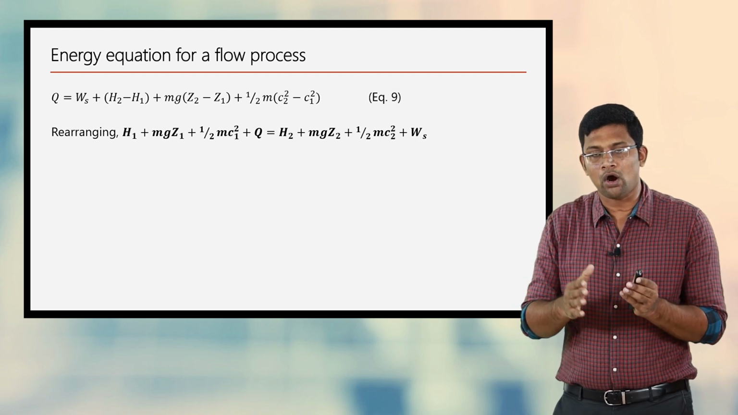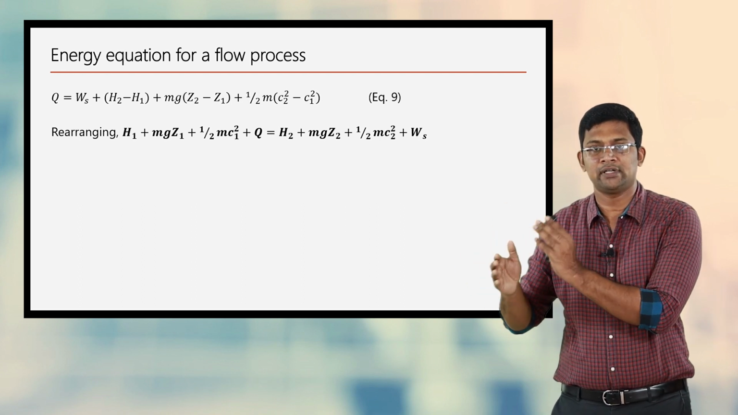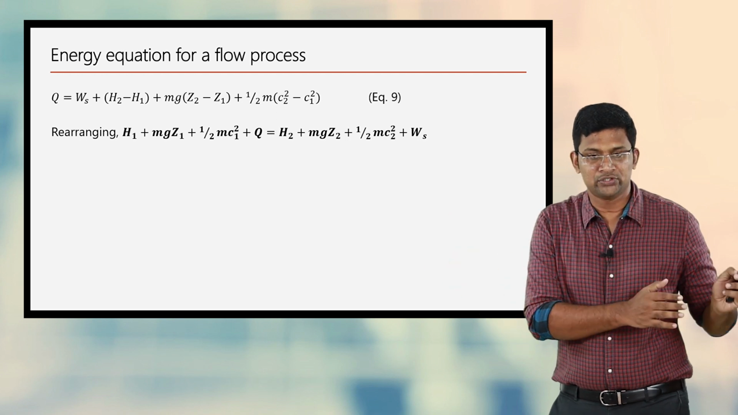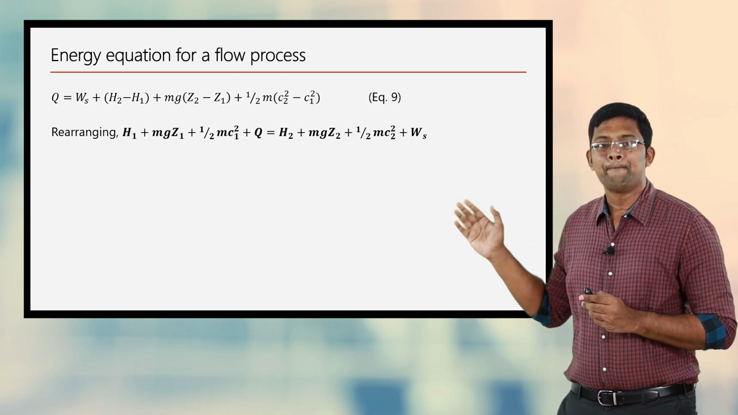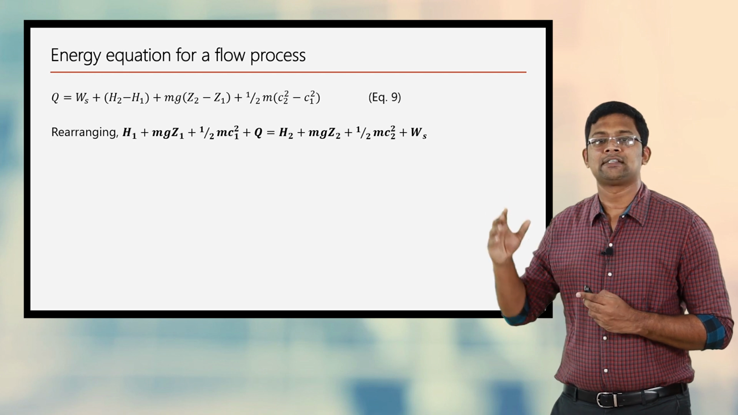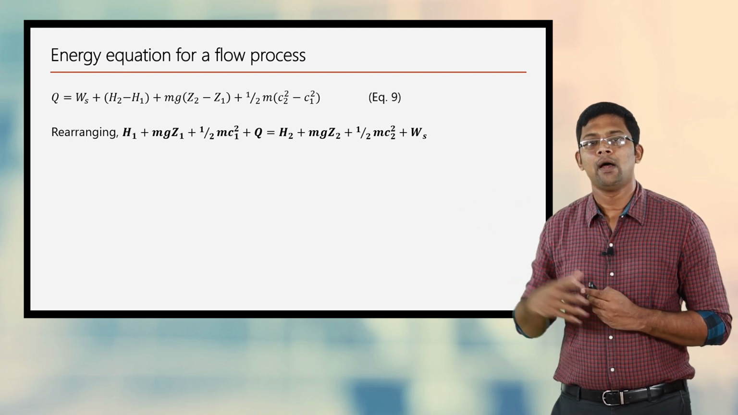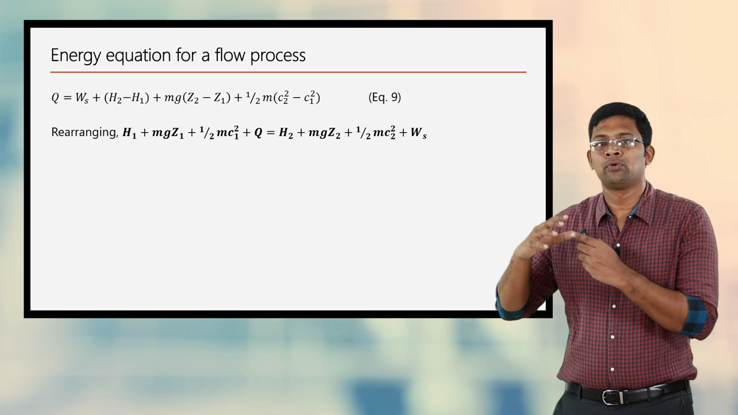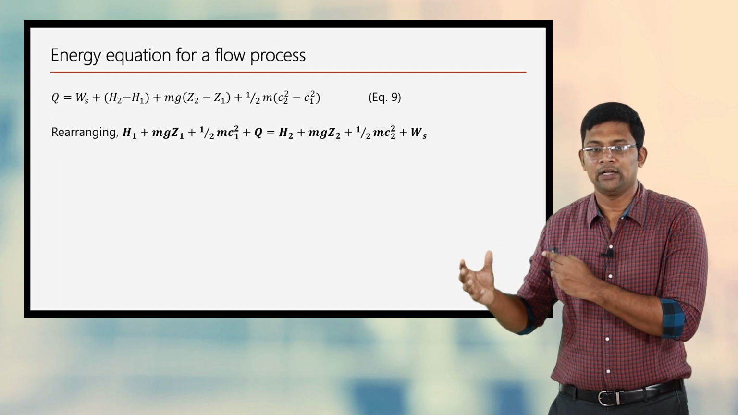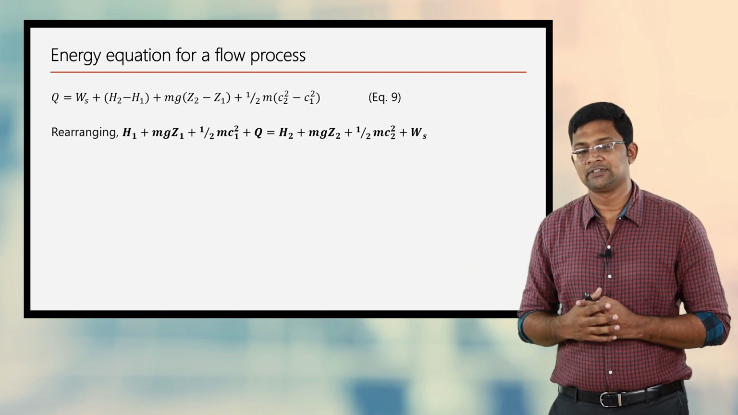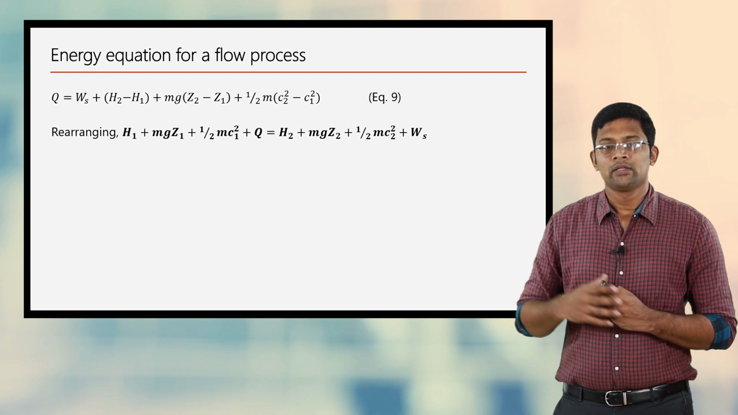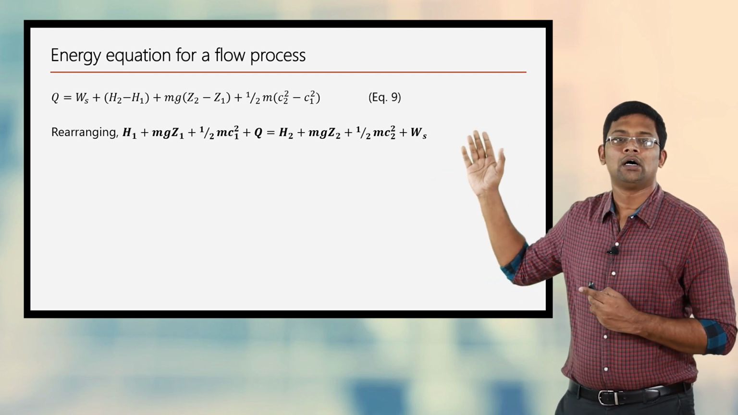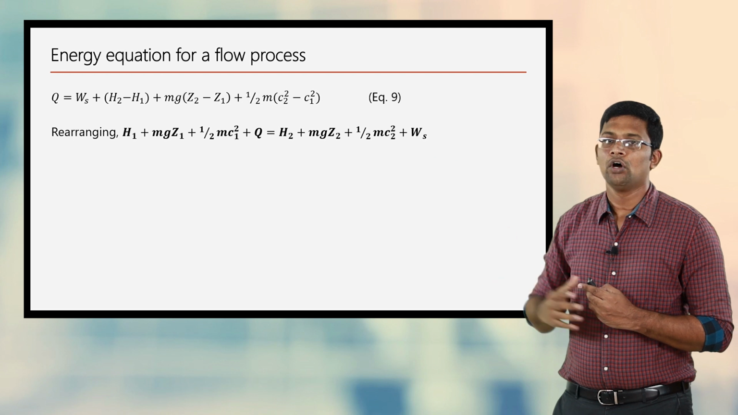so I have put all the 1 terms to one side of the expression along with the heat transfer, is equal to the other side H2 plus mgz2 plus half mc2 square plus Ws. So, I have put the shaft work term Ws along with the terms having suffix 2. Now, this is the expression for the flow process, the energy equation for flow process.